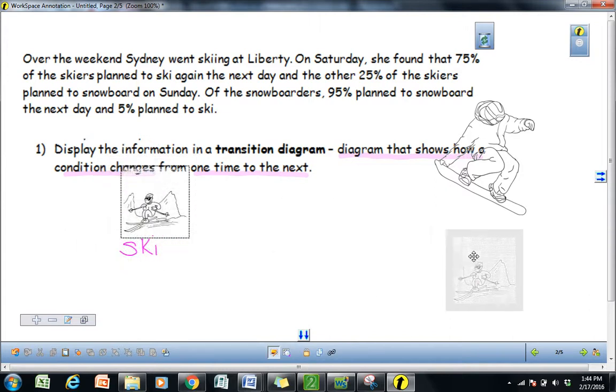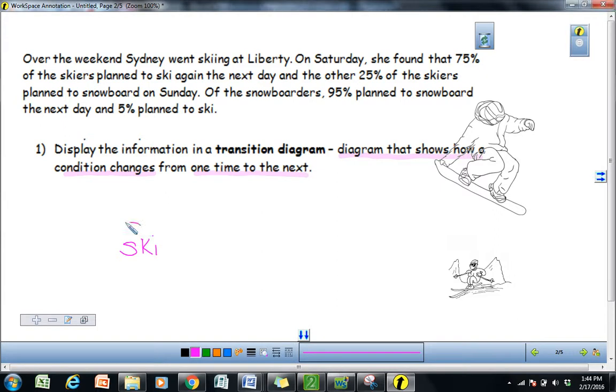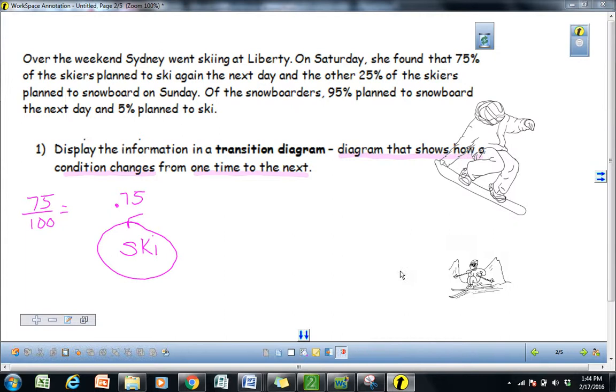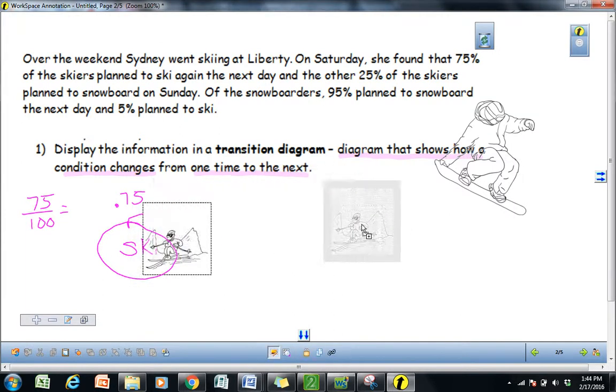In order to show that, I'm going to draw a circle around here with an arrow. And then over top or underneath of it, I'm going to write 0.75, because 75% turns into 75 divided by 100, which is 0.75. Now, out of those skiers, 25% plan on snowboarding.